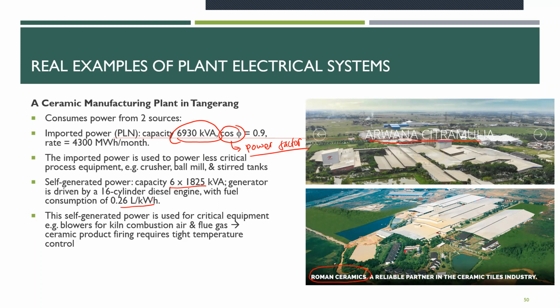This self-generated power is used, of course, for the primary process, which we call critical equipment, such as blowers for the kiln, combustion air, and flue gas. Ceramic product firing requires tight temperature control. So in this case, the specific electrical demands, with a specific capacity of power, need to be adjusted in order to get the specific temperature control to run the process in the manufacturing plant.